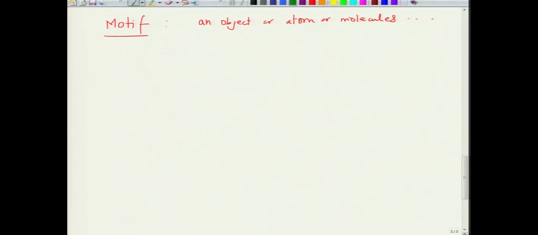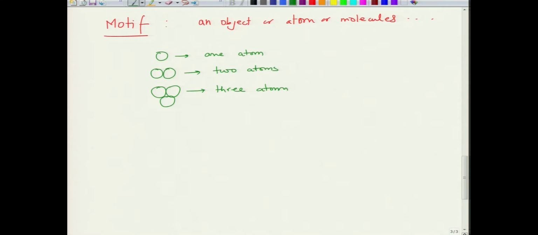Now, the second concept that you require is that of motif, and motif is nothing but an object or an atom or molecule, which could be a group of atoms, and so on and so forth. So, when these motifs or units replace the points in the unit cell, it could be one atom, it could be a group of atoms, 2 atoms, it could be something like this, and so on and so forth, and there is a possibility to make a variety of shapes.